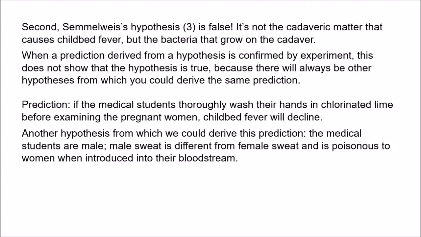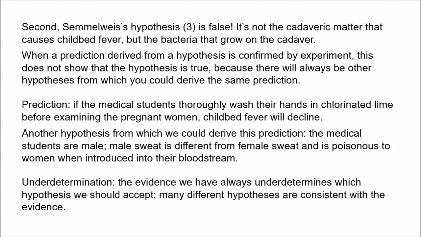In the philosophy of science, this is known as the problem of underdetermination. The evidence that we have underdetermines which hypothesis or theory we should accept. Many hypotheses are compatible with the evidence. I have a whole video on underdetermination, which is part of my series on scientific realism, which you can check out if you want. But a useful way to think about this is to imagine a graph.